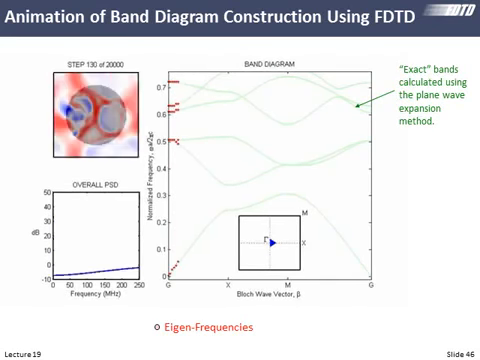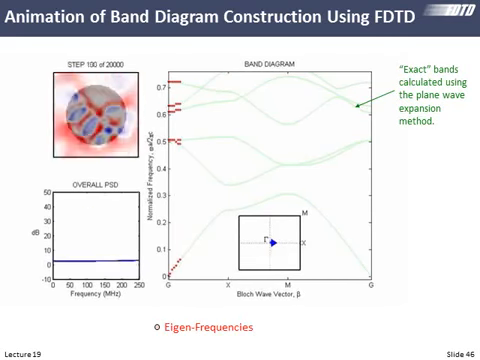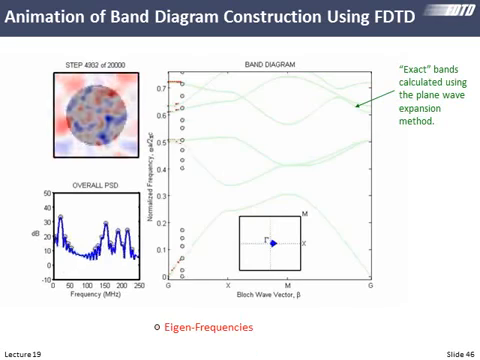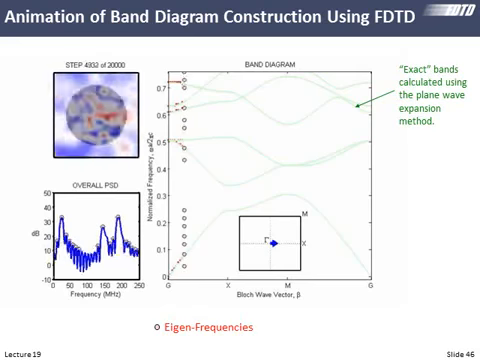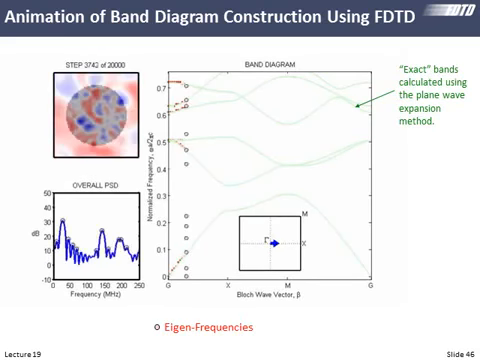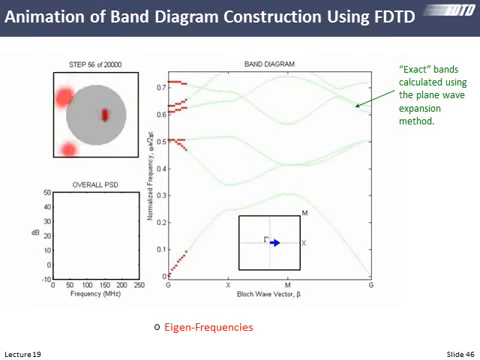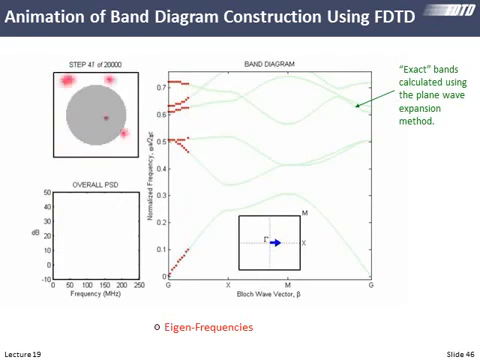So we see a simulation happening in the upper left. We're watching the power spectral density evolve in the lower right. And when it's done running, we pull off those peaks and we plot them in the band diagram. So it's really a series of the movies we showed in a previous slide. So I will stop my talking and let this run.